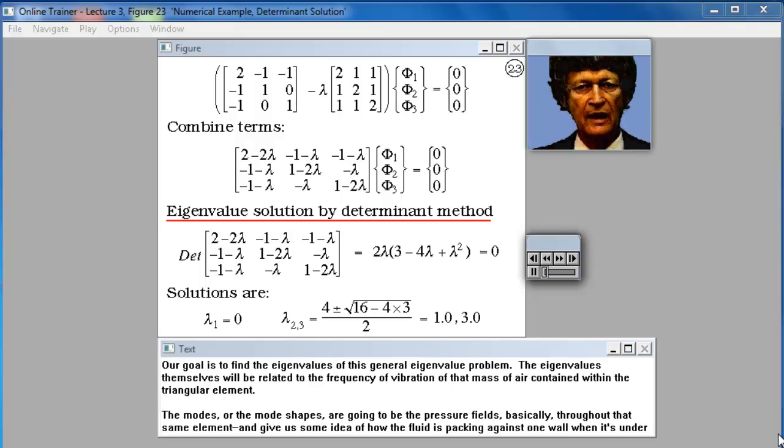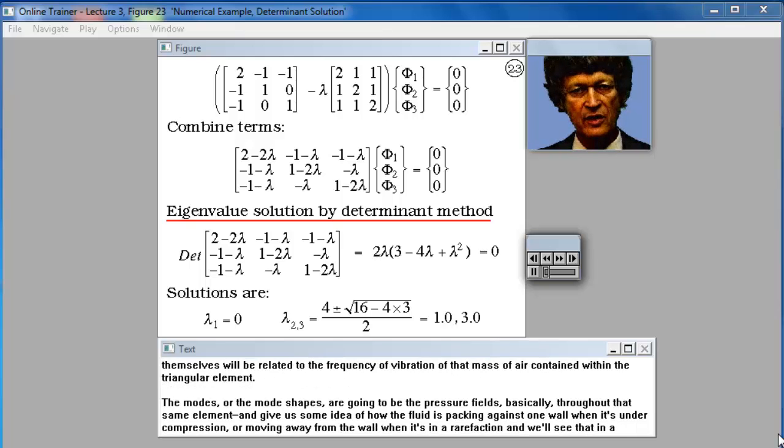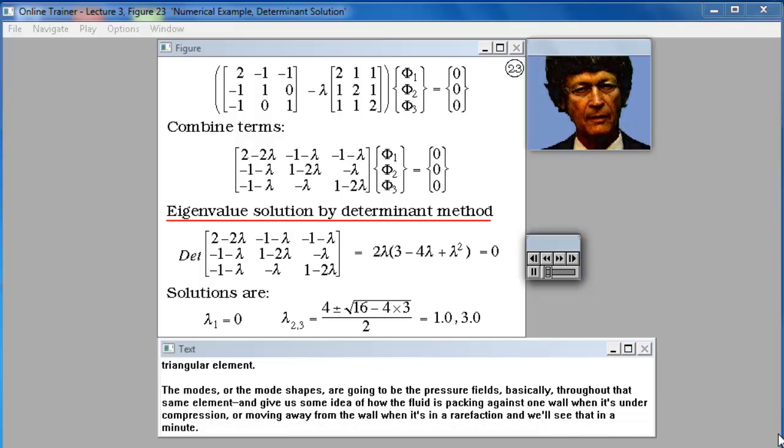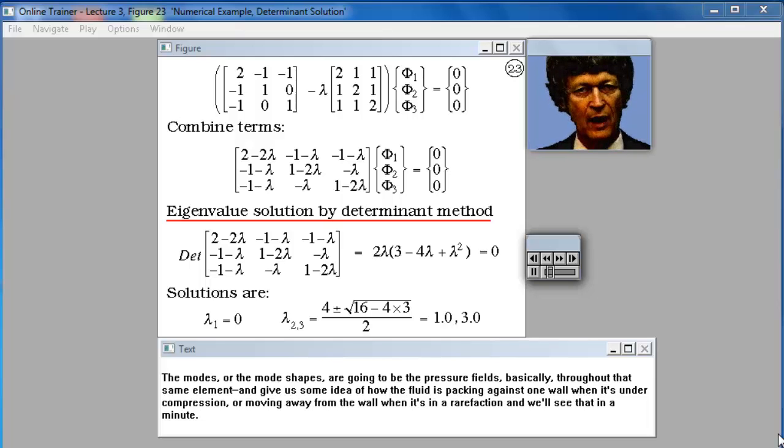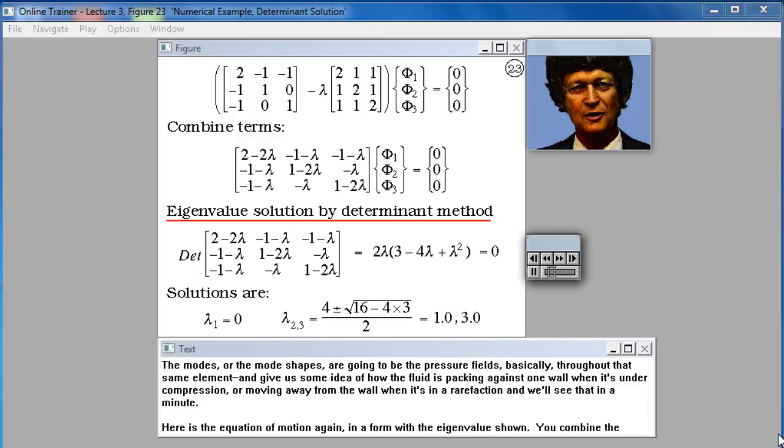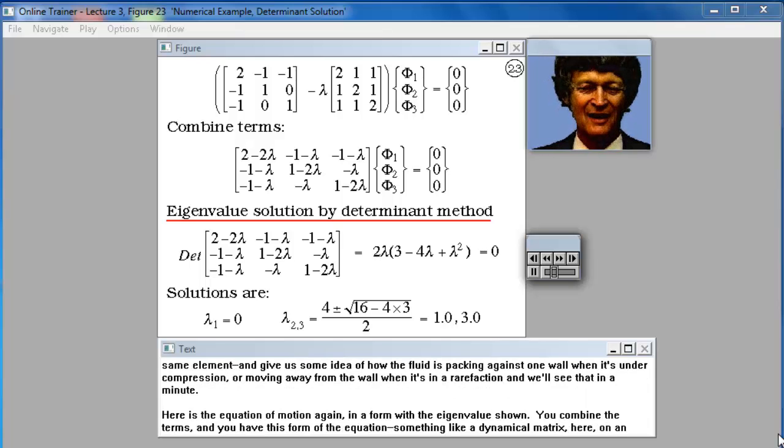Our goal is to find the eigenvalues of this general eigenvalue problem, and the eigenvalues themselves will be related to the frequency of vibration of that mass of air contained within the triangular element. Then the modes, or the mode shapes, are going to be the pressure fields basically throughout that same element, and give us some idea of how the fluid is packing against one wall when it's under compression, or moving away from the wall when it's in a rarefaction. And we'll see that in a minute.